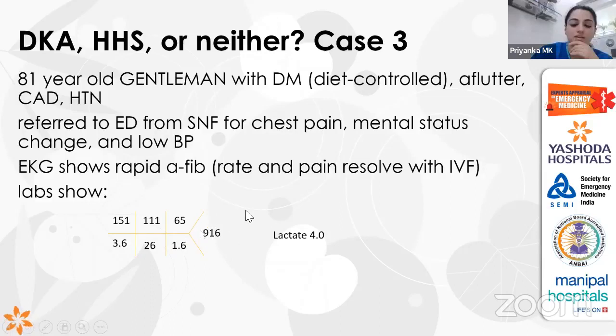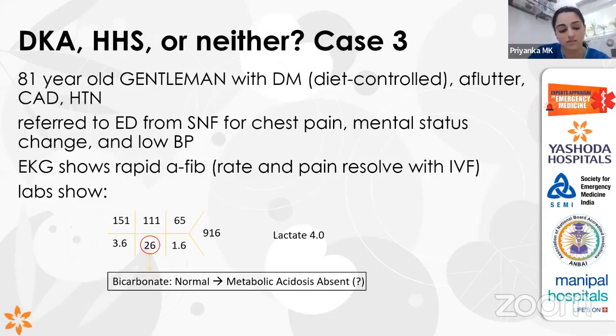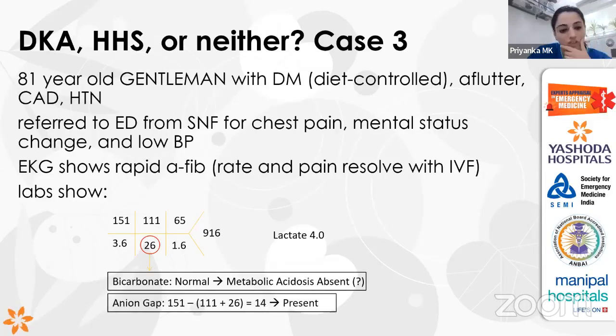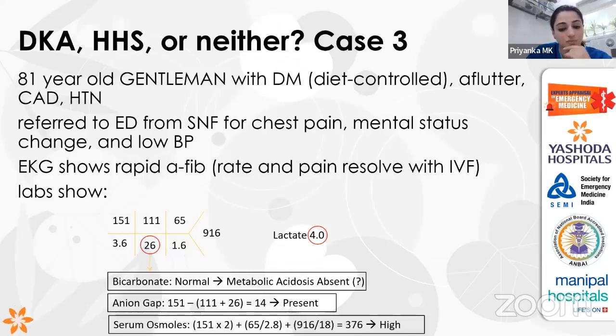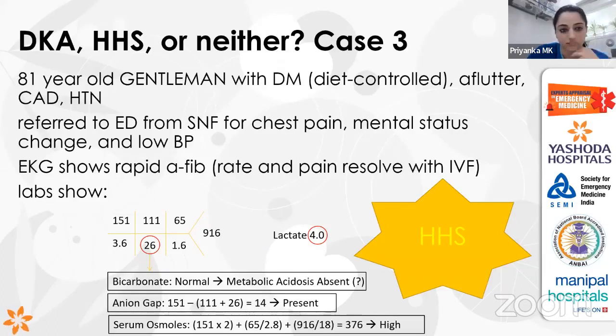But the sugar level is 916 and lactates are 4. So his bicarbonate is normal. Metabolic acidosis is absent. Anion gap is high, it's 40. There is a high anion gap, but at the same time, the serum osmoles are extremely high. So this shows that this patient is in a hyperglycemic hyperosmolar state.